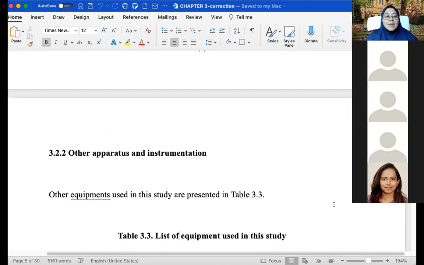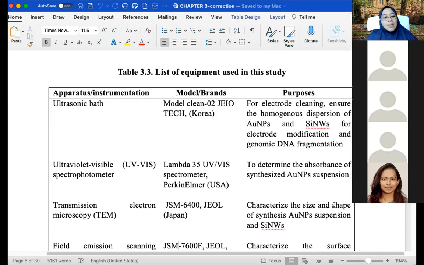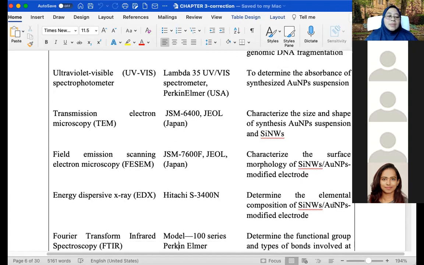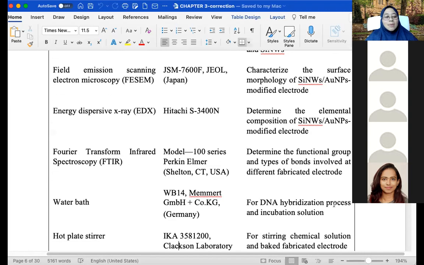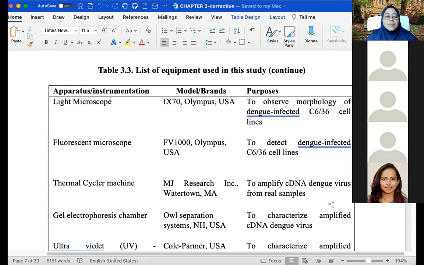For apparatus, you do not actually need to put an ultrasonic bath. It's just the major instruments. You do not need to put a pH meter or water bath. These are common. A hot plate, you do not need to put that. Sometimes you do not need to put the purposes of the instrumentation. Just the model and brands is enough.